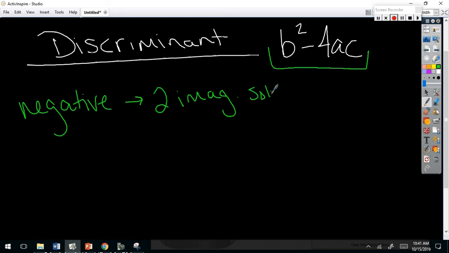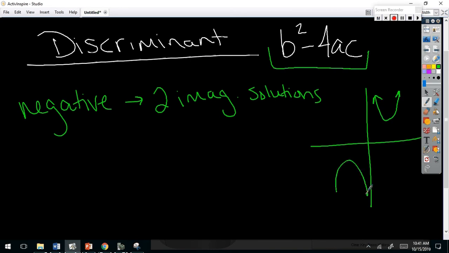Now tell me graphically what that looks like. It doesn't cross the x-axis, exactly. It may look like this, or maybe like this. It can cross y, just not x, right? It's never going to cross. It's two imaginary solutions. What other scenario can you think of that may tell you about the solutions when you're talking about under the radical?